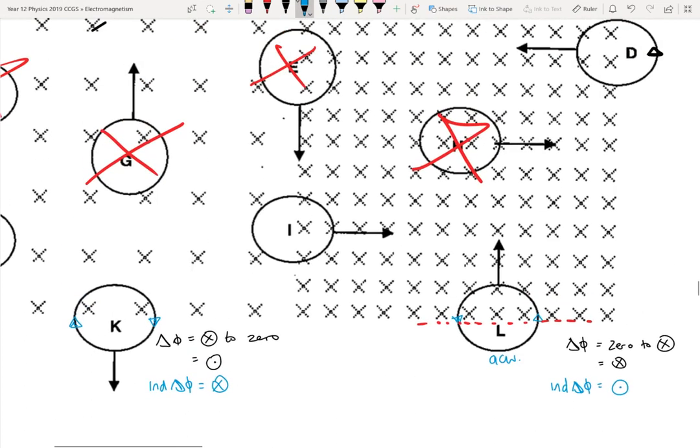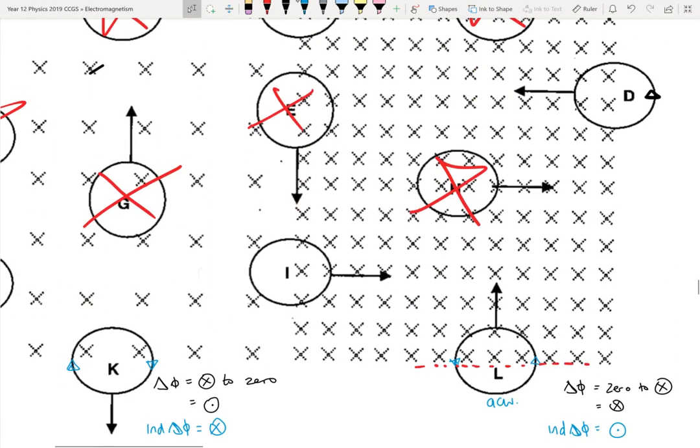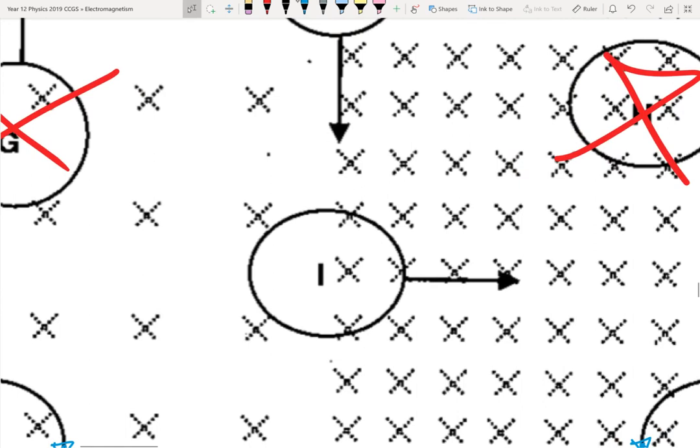Let's pick one that is a little bit trickier. This one. It's not that tricky. This one, our change in flux is going from a small into the page to a large into the page. That change is into the page. Okay? It's like you're travelling south and you stomp on the accelerator, now you're going faster, the change is south.